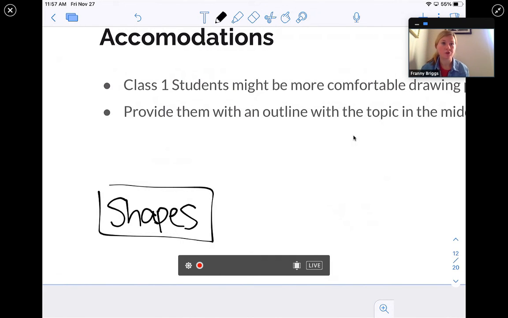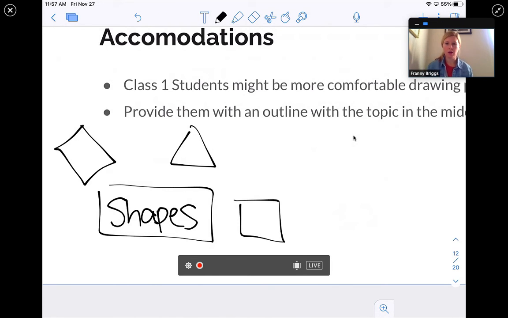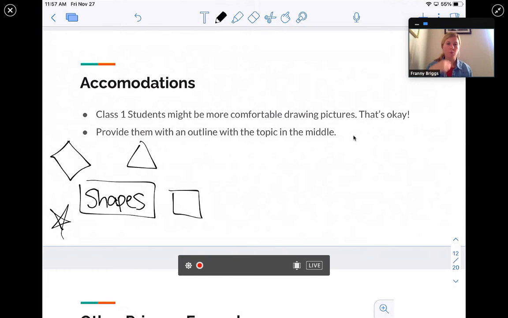Shapes would be a great one for drawing because then they could just draw the shapes around in the telling frame. For class 1, 2, 3, I mean, honestly, everyone, because at this point they're not familiar with what telling frames are, you really do want to provide them with an outline and have the topic in the middle.